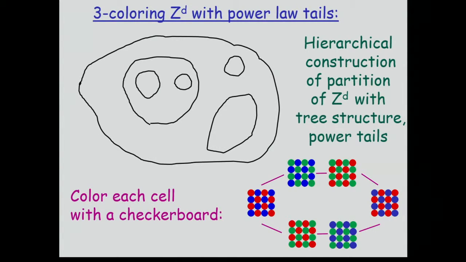And certain pairs of them are allowed to be next to each other. If I have a region colored like this, then it's okay to have a region next to it colored like this, because the greens are in the same place. So I have to assign a checkerboard to each cell in such a way that they respect this graph.